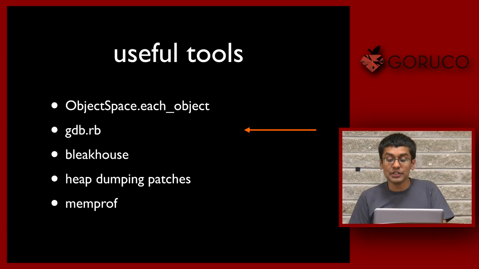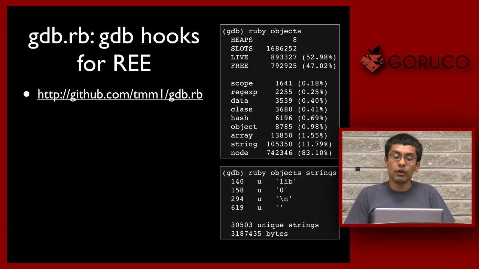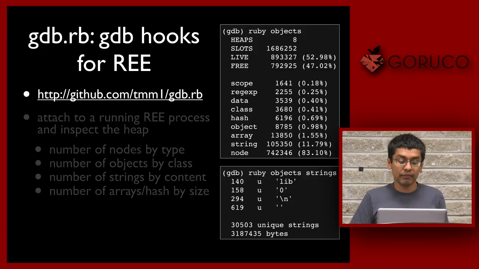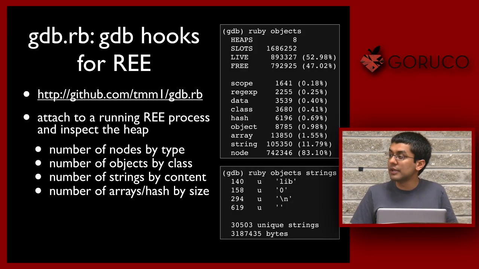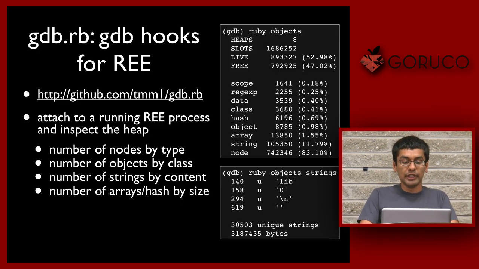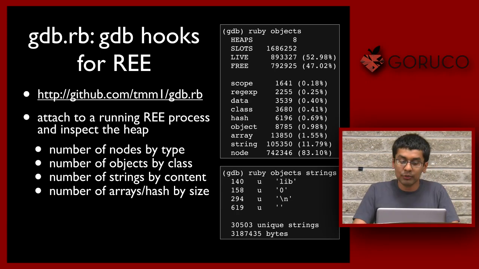The next tool is gdb.rb. This is something I wrote a few months ago. It's basically a bunch of hooks for GDB for the REE VM. And what this lets you do is basically attach to any running REE process and inspect the Ruby heap. So you can get a lot of information out. For instance, on the right, it might be a little hard to see, but I typed in ruby objects, and it basically tells me how many objects there are, how many slots, how many of those slots are free, and then a breakdown by type of those objects.